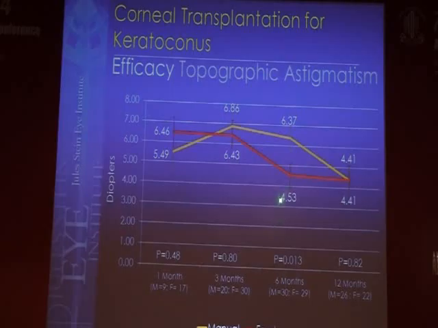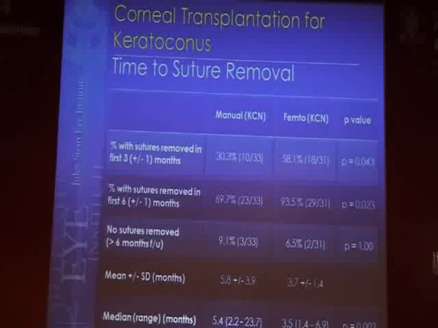Why do we see a difference at 6 months that goes away? It's because we start suture removal earlier in the patients having femtokeratoplasty, an average of 3.5 months after surgery, as compared to the manual keratoplasty group, where it's 5.4 months. But when you get out to a year, then the astigmatism is determined not necessarily by the means of trephination, but by the suturing. And that's why we saw no difference between those two groups.